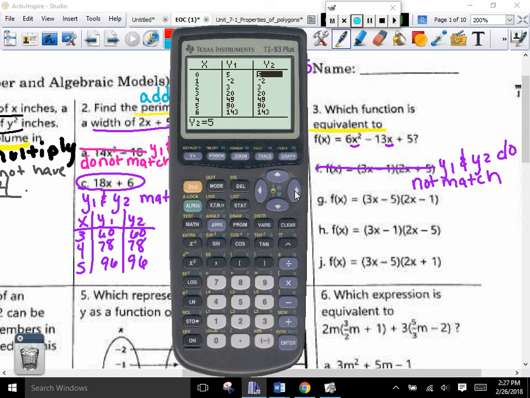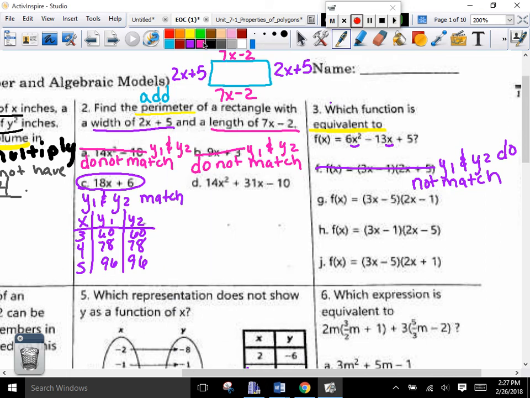5, 5. Then I go down, -2, -2. 3, 3. 20, 20. 49 and 49. I think that's my answer. All of them match. So I am going to put y1 and y2 match. And then I can put, remember to put your examples.